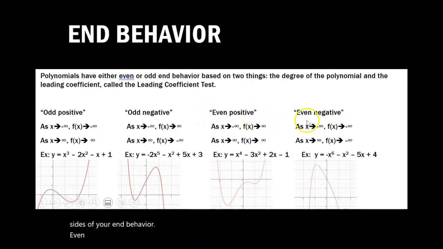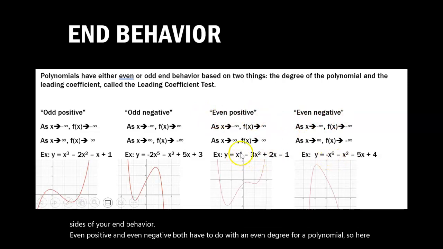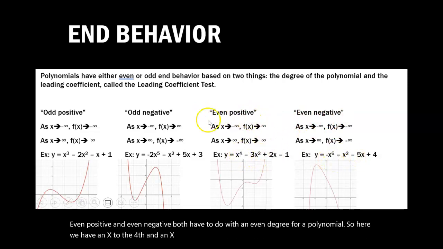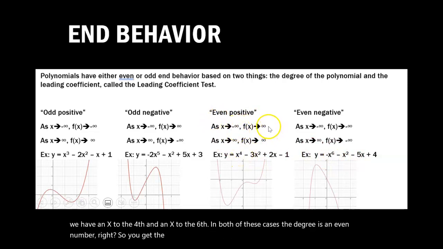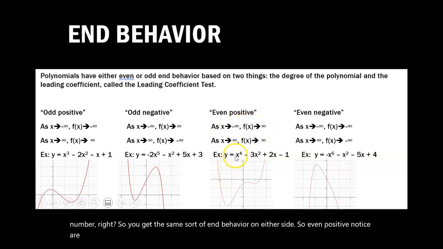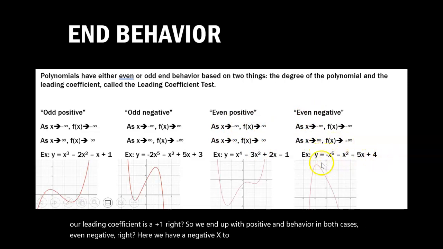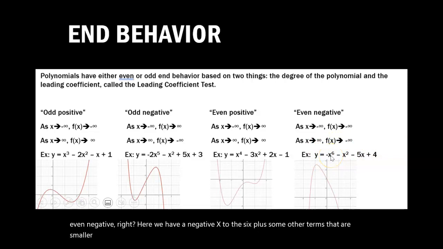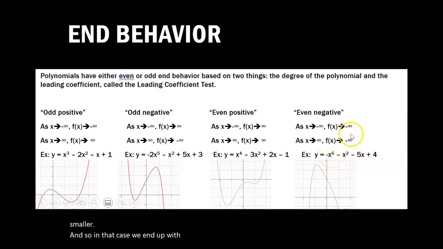Even positive and even negative both have to do with an even degree for our polynomials. So here we have an x to the fourth and an x to the sixth. In both of these cases, the degree is an even number, right? So you get the same sort of end behavior on either side. So even positive, notice our leading coefficient is a positive 1. So we end up with positive end behavior in both cases. Even negative, here we have a negative x to the 6 plus some other terms that are smaller. And so in that case, we end up with an even negative end behavior, so f of x goes to negative infinity on both sides.